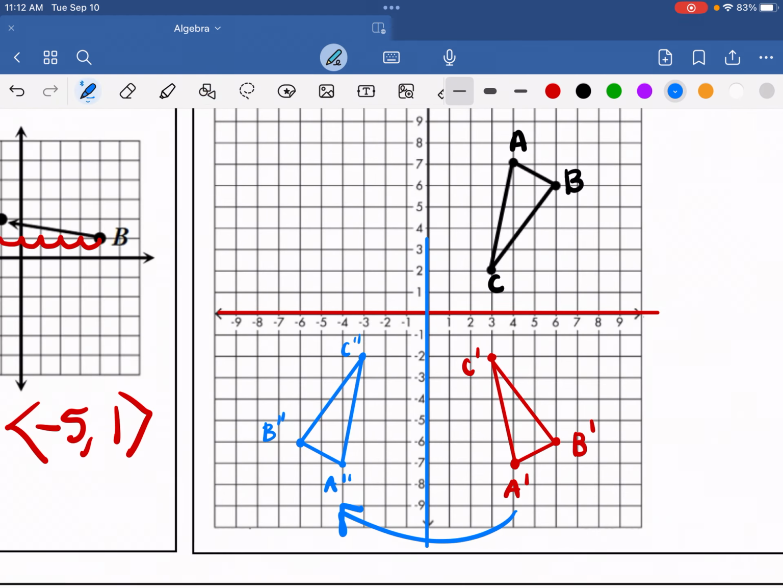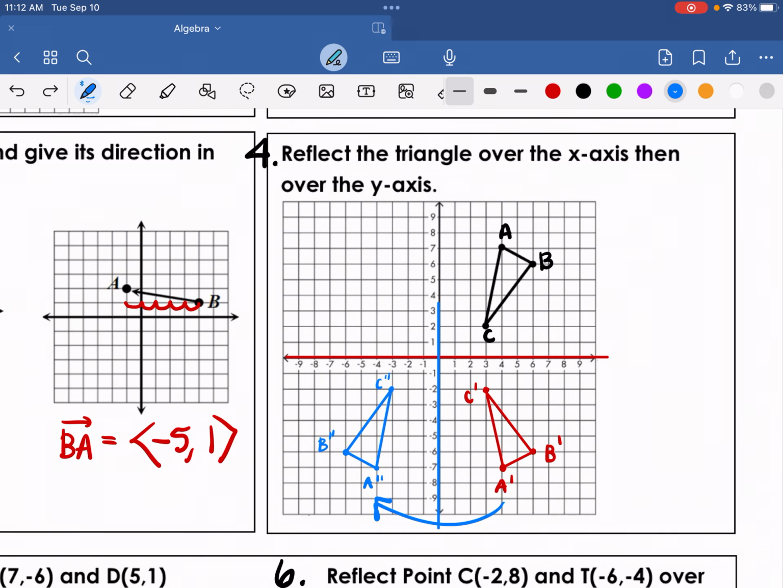Again, if you did the top triangle, that's okay too. It's fine. I didn't give you clear directions on which one you were reflecting over the y. So if you went back to the original, that's fine. But you should have something like this, right?